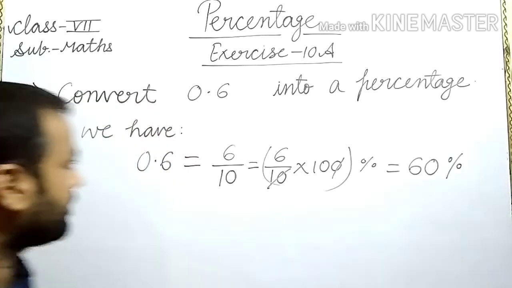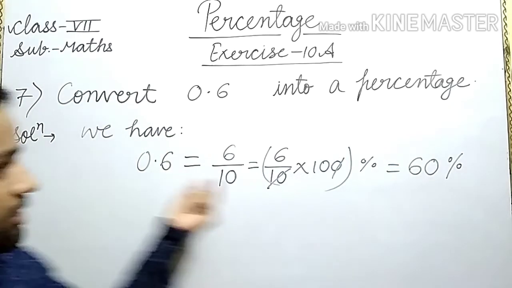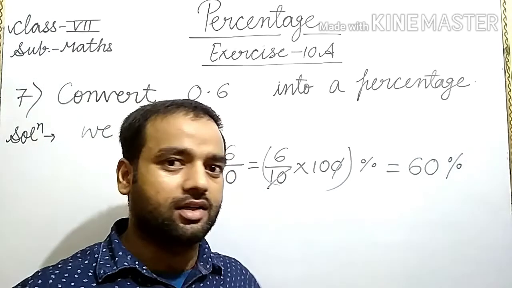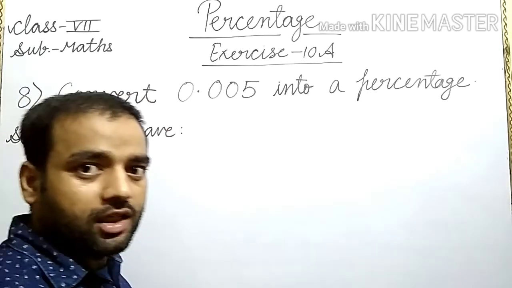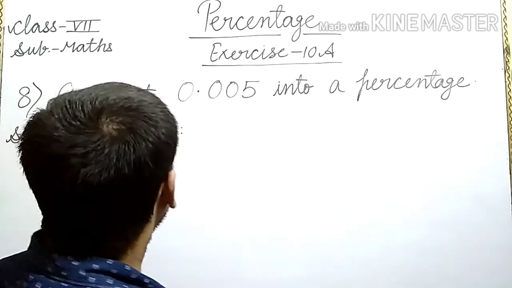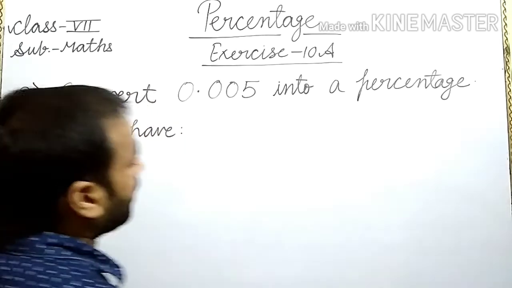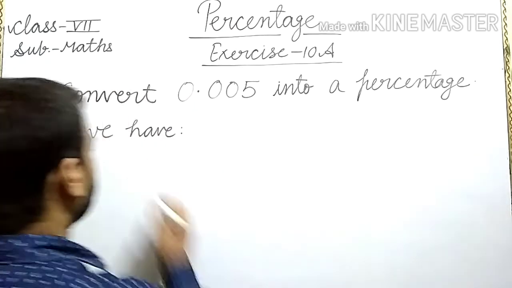Clearly we get 0.6 is equal to 60%. Now let us discuss question number 8. In question number 8, convert 0.005 into a percentage.